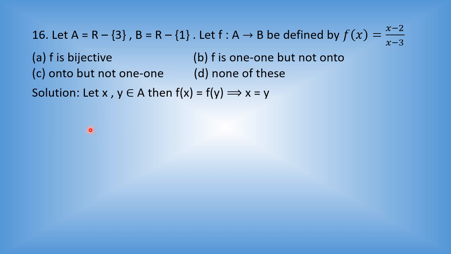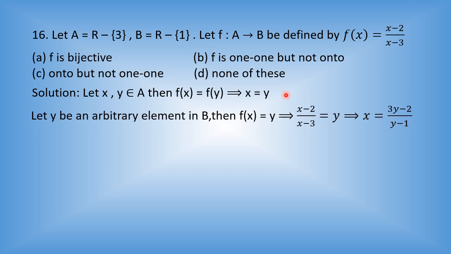So for that we take the elements x, y belonging to A. Then f(x) equal to f(y) implies x equal to y. If we simplify this, (x minus 2)/(x minus 3) equal to (y minus 2)/(y minus 3), you will get all the terms cancelled, then you will get x equal to y. Therefore clearly this is a one-one function. Now we have to check onto. So C is not the answer here.